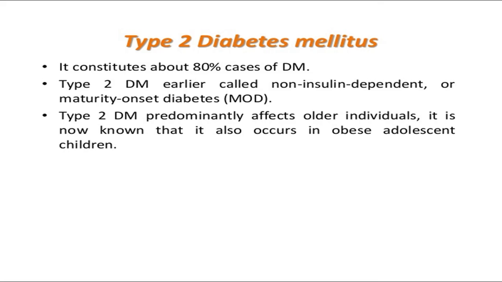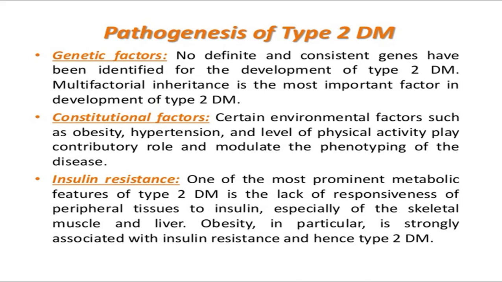While type 2 diabetes mellitus constitutes about 80% of diabetes. It is called non-insulin dependent diabetes or maturity onset diabetes. It predominantly affects older individuals and obese adolescent children. Regarding pathogenesis, there is also a genetic factor, but no definite and consistent gene has been identified for the development of type 2 diabetes mellitus. So multifactorial inheritance is the most important factor in its development.